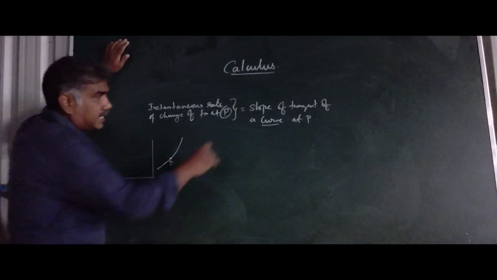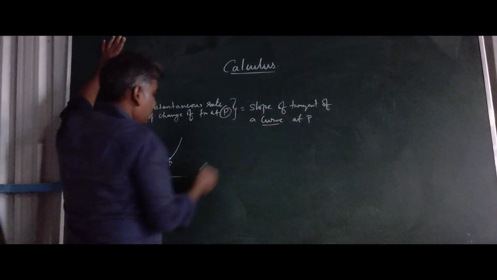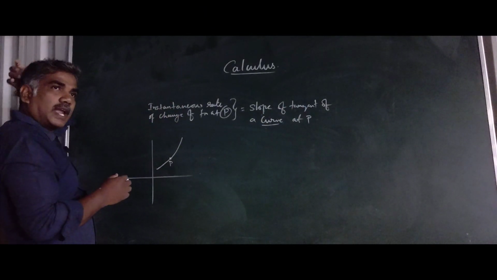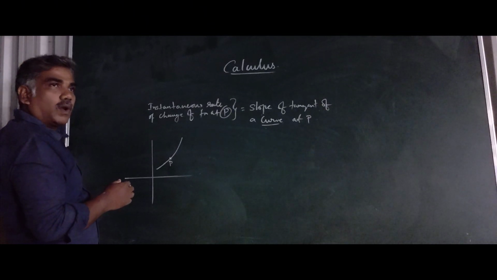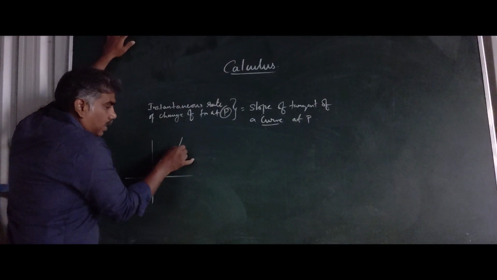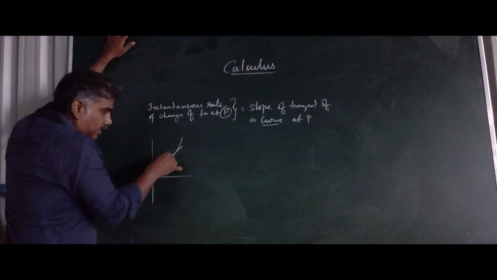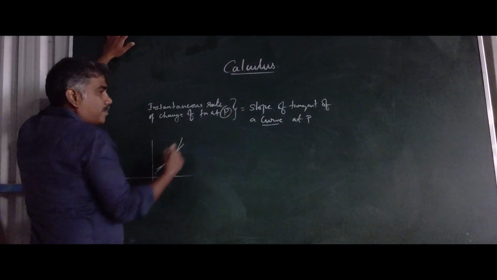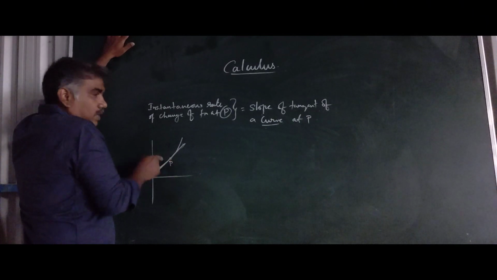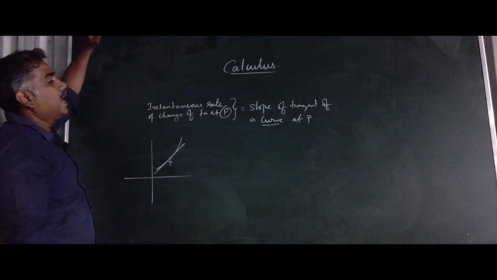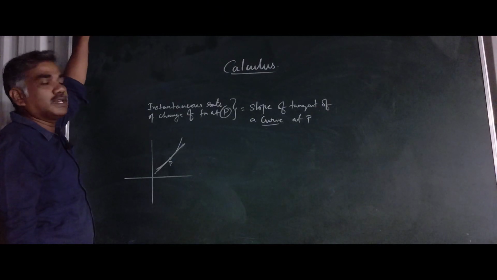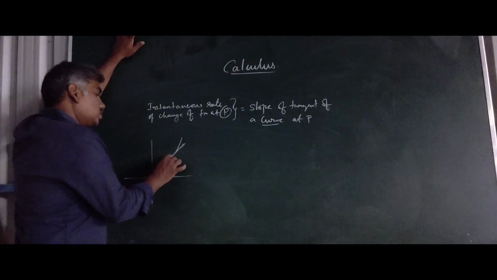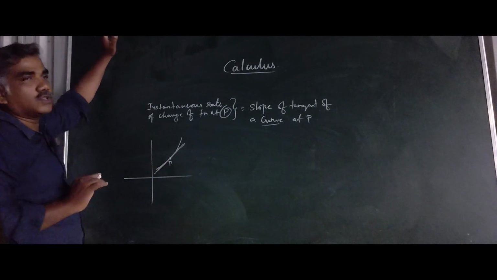So that is what I said, the slope of the tangent of the curve. What is the tangent of the curve? A tangent can be drawn through only one point of your curve. So I am going to draw your tangent. If I am able to find the slope of this tangent through that point P, then that equals the instantaneous rate of change of the function at a particular point. So how can you find this? That is the big question.